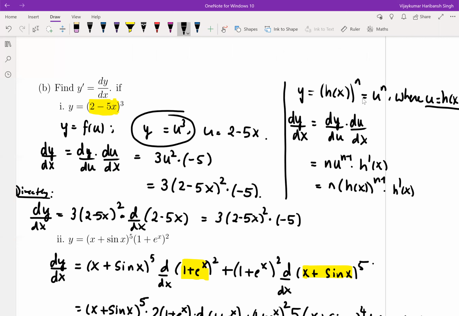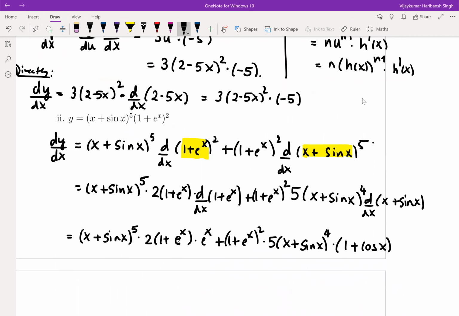So we have y equals 2 minus 5x cubed. In that case, what we did was we basically treated y equals f of u, where y equals u cubed, and u is 2 minus 5x. So therefore, dy by dx becomes dy by du times du by dx. And then dy by du is 3u squared, du by dx is minus 5. Then you plug back in what your u is. Your u is 2 minus 5x squared. And du by dx is the derivative of this with respect to x, which is minus 5.